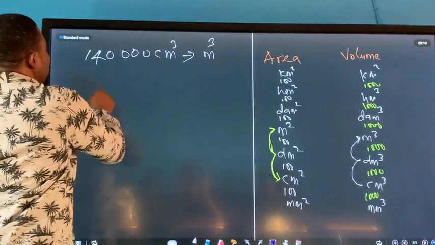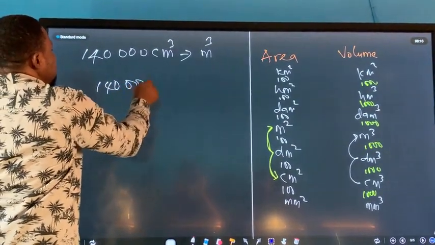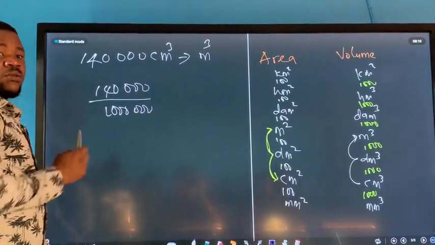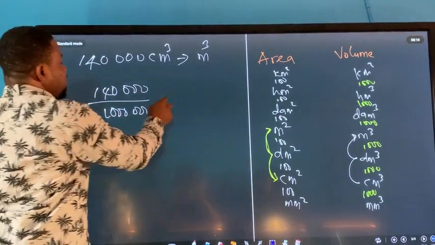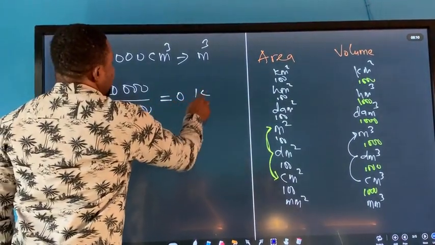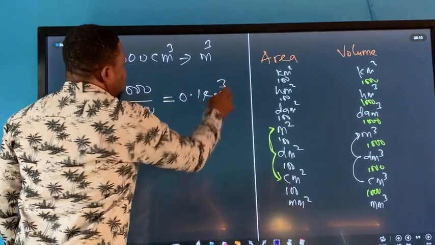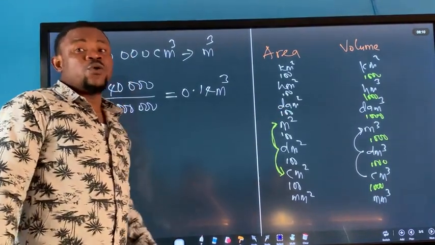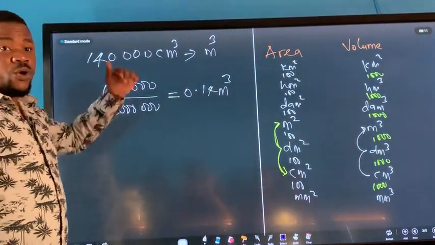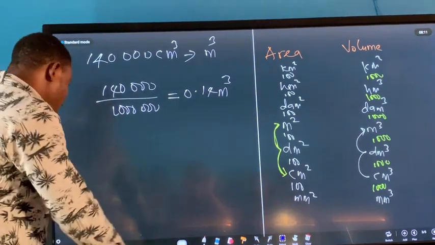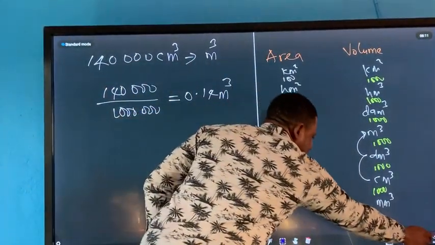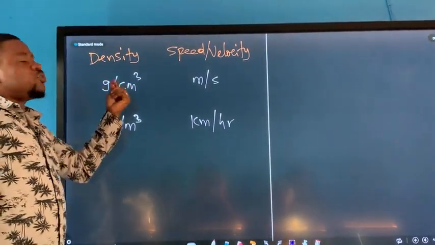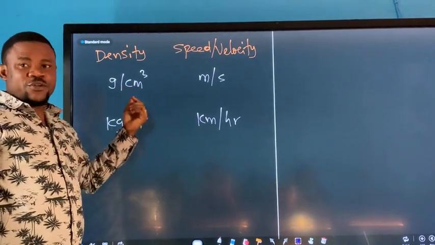So I'm going to have 140,000 divide by 1 million, because I'm going up. Is that okay? If I divide this by 1 million, I'll get 0.14 meter cube. It's just the same concept. All you just need to do is to find the conversion factor and know whether you're going up or coming down. Is that right? Then where it gets really complex is where you now have a combination of units. You have different units combining together.